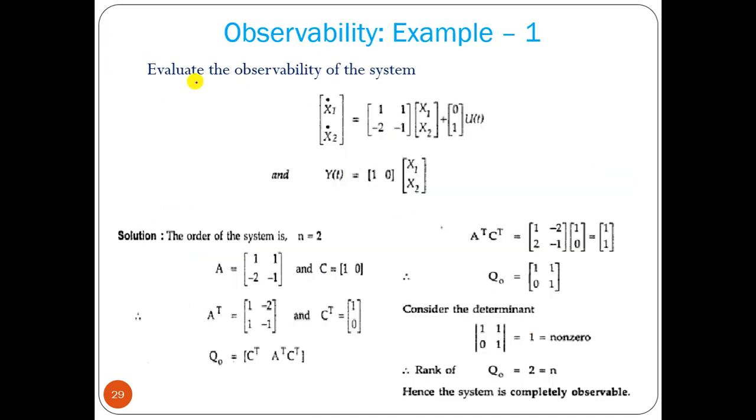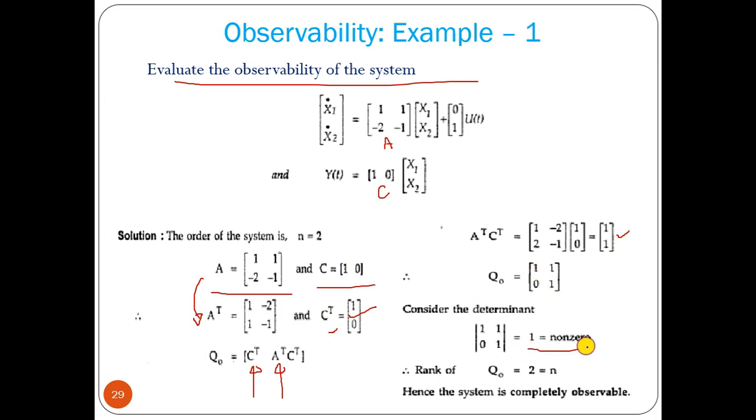So to find observability, we require this A matrix and C matrix. Now what you have to do? A is known, C is known. We have to find A transpose. So row becomes column. CT is 1 0. Now the size of the A matrix is 2 cross 2, so we must have two columns: CT, ATCT. So ATCT we have to find out. CT is known. ATCT is the transpose of A multiplied with CT. So it will be 1 0 and 1 1.